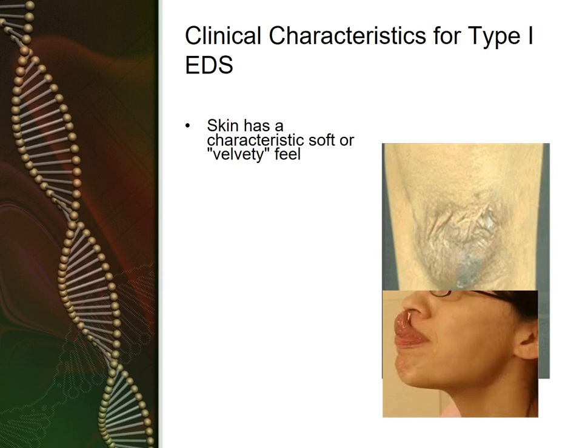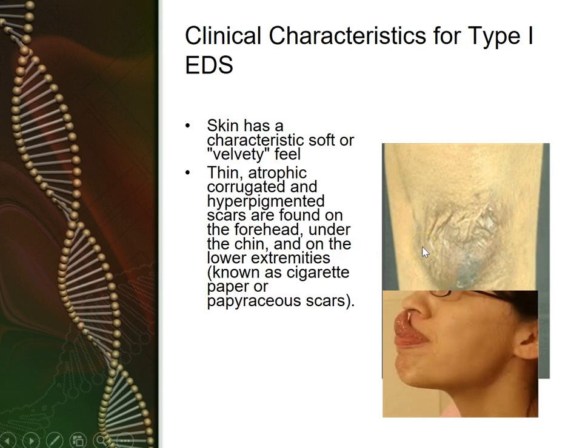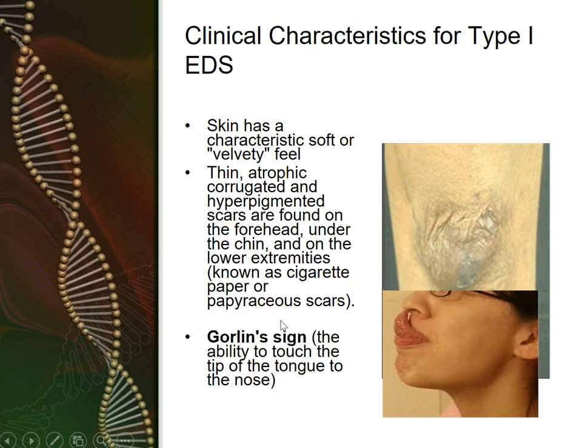Clinical characteristics. The skin is again velvety and soft, but I always like to look at the knees of patients that I think have Ehlers-Danlos, because they have this hyperpigmented scar that almost looks like cigarette paper or papyrus. And this is called the Gorlin sign. Not that anyone would actually want to do this, but they can take their tongue and touch their nose with it. Sounds disgusting.